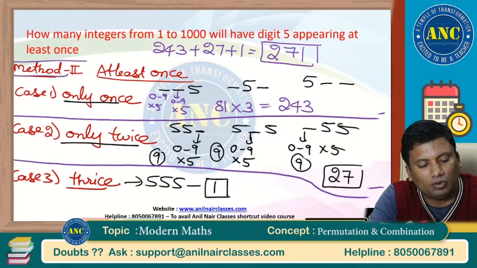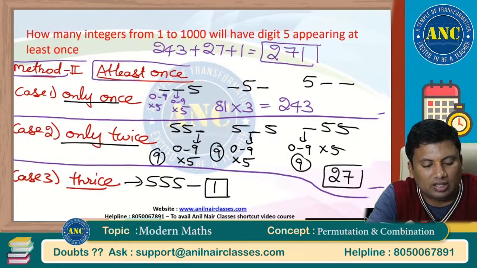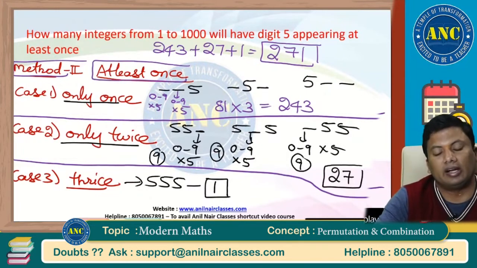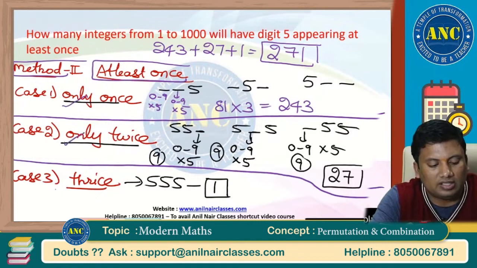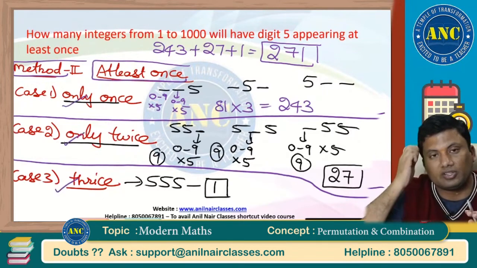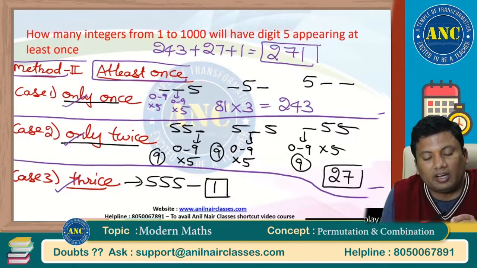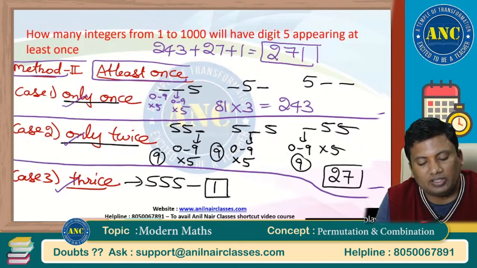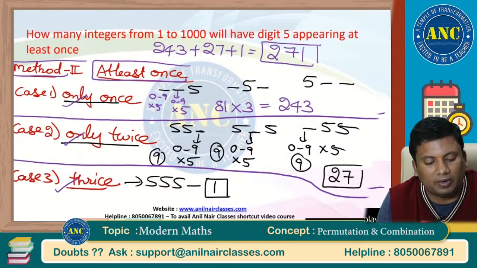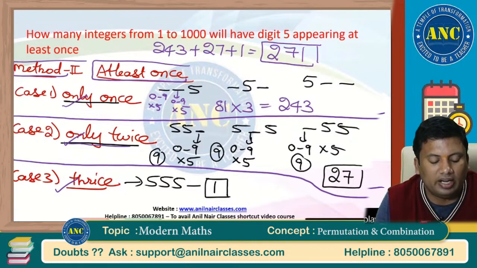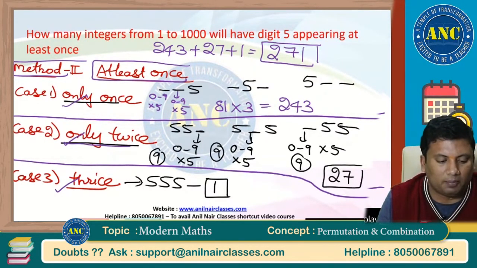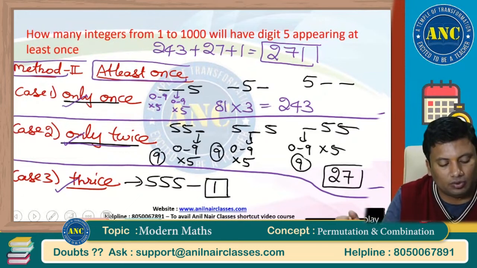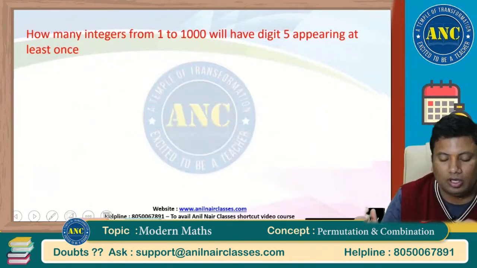Method number 2 is nothing but at least once. At least once is nothing but only once, only twice, and thrice. Only once: 5 can be present in the units place, or tens place, or hundreds place. Only twice: it can be present in 2 positions. Thrice is 555. This is method number 2.